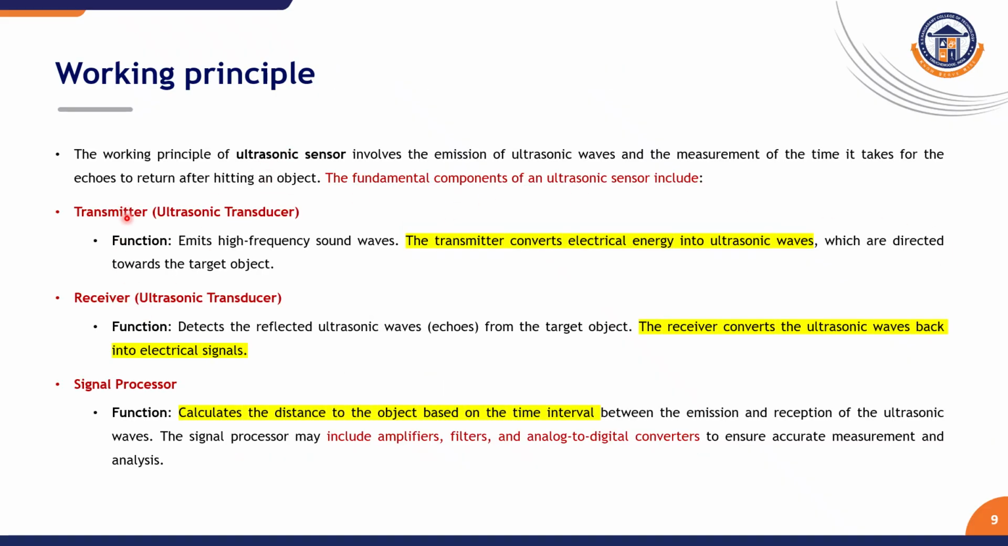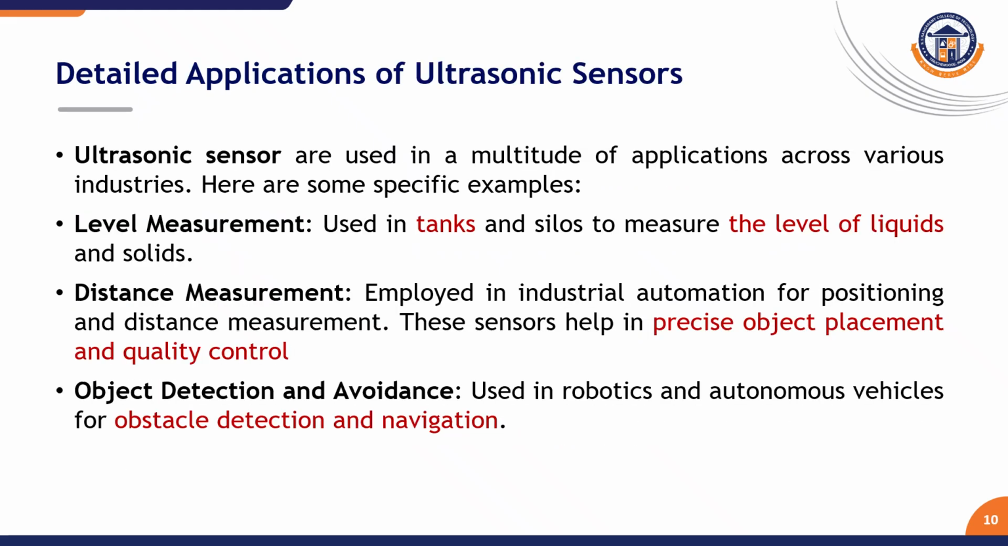So the components are transmitter, receiver, ultrasonic transducer and signal processor. The transmitter converts electrical energy into ultrasonic waves. The receiver will convert the ultrasonic waves back to an electrical signal. The signal processor will calculate the distance to the object based on the time interval of the sound wave transmission and reception, and includes an amplifier, filter and ADC, analog to digital converter, for accurate measurement of the distance.